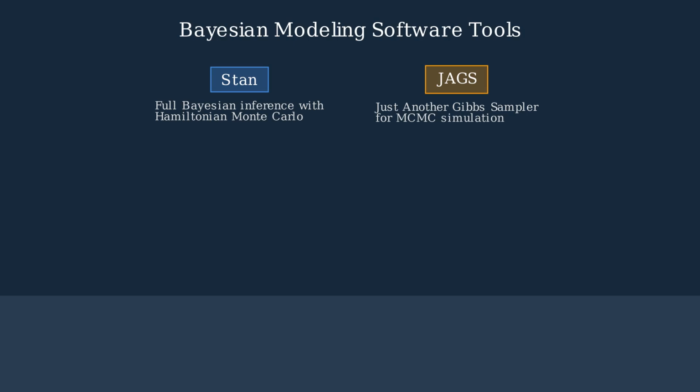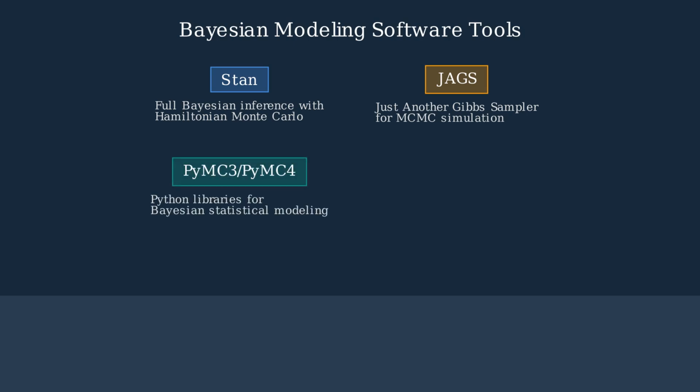Bayesian modeling is supported by a variety of specialized software tools that make implementation accessible to practitioners. STAN is a state-of-the-art platform for statistical modeling, providing full Bayesian inference with Hamiltonian Monte Carlo. JAGS, or Just Another Gibbs Sampler, specializes in Bayesian hierarchical models using Markov chain Monte Carlo simulation. PyMC3 and PyMC4 are Python libraries that simplify the process of building and sampling from Bayesian models.